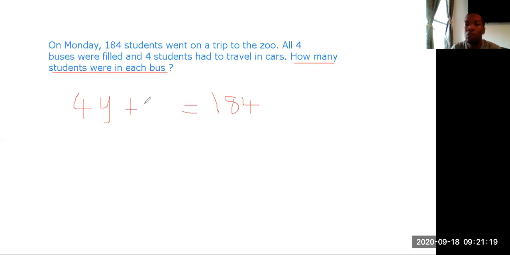But there was an extra 4 students that went separately in a car. All right? So it's saying for 4 buses, I need to figure out how many students are in it, plus the extra 4 students, that's equal to the total amount of students in the trip, which is 184 students. So we work this out like normal. We do the additive inverse first. So we subtract 4 on both sides. Which leaves us, this is 0. This right here is 180. And we're left with 4y.